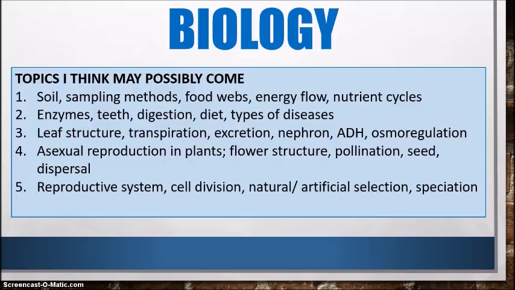And then fifthly, I think reproductive system, possibly the male reproductive system. I haven't seen that in a while. Something to do with cell division, whether it's meiosis or mitosis, and natural or artificial selection, perhaps maybe comparing the two, any similarities, differences, and then maybe speciation, like how new species develop, how they evolve.